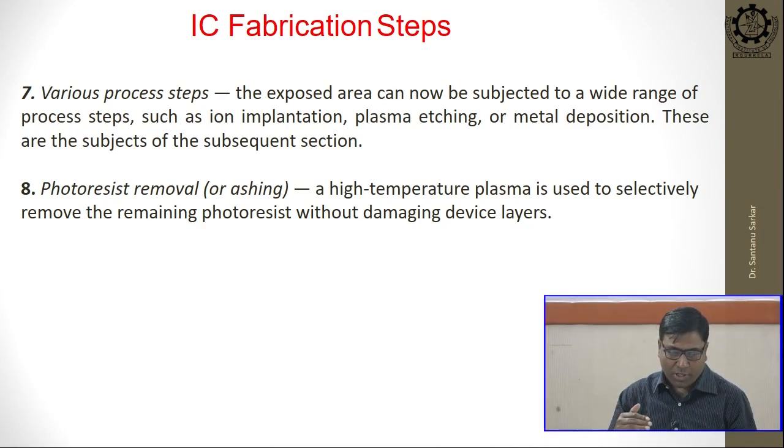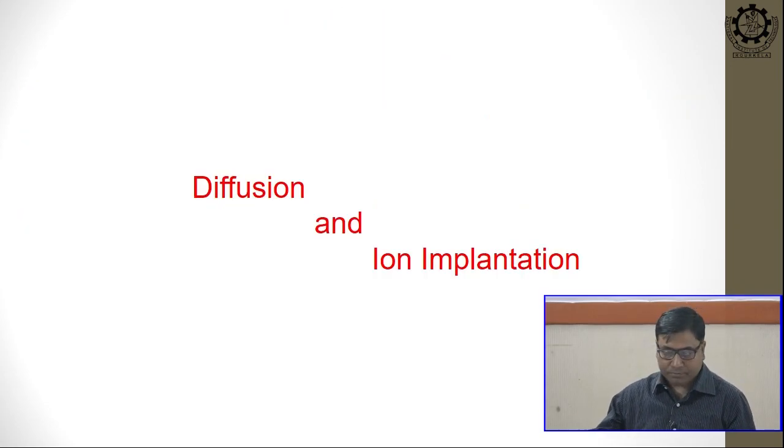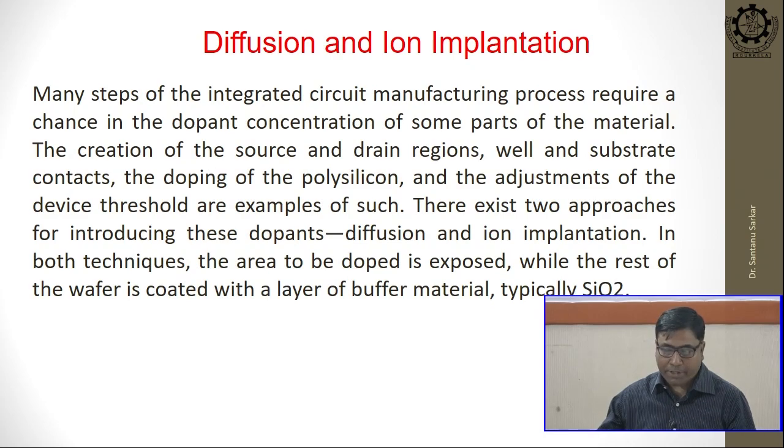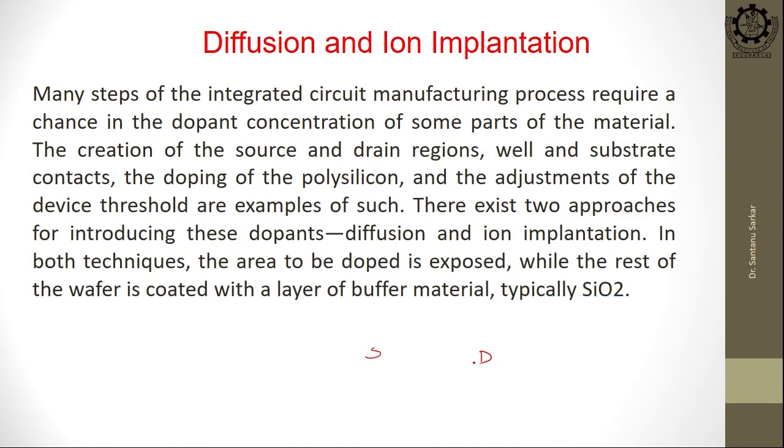Okay. So, more or less these are the 7 to 8 steps which the IC fabrication procedure follows. Another two important procedures are diffusion and ion implantation. So, we have certain regions, right? We have the source region, drain region, right? So, the forming of those regions is done using these diffusion and ion implantation techniques.